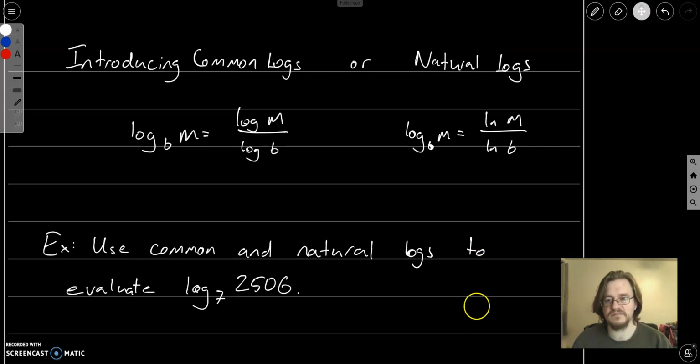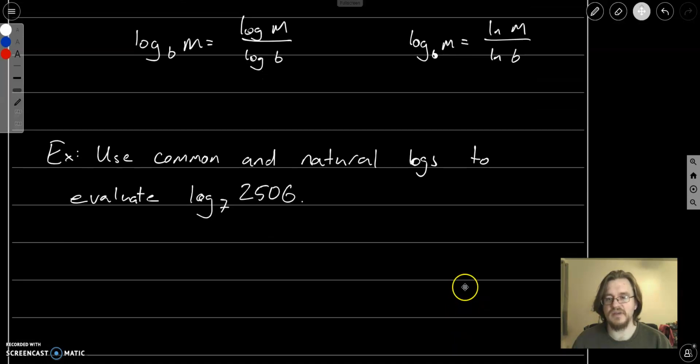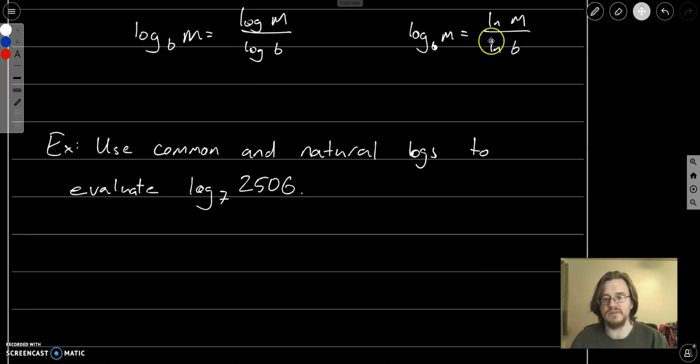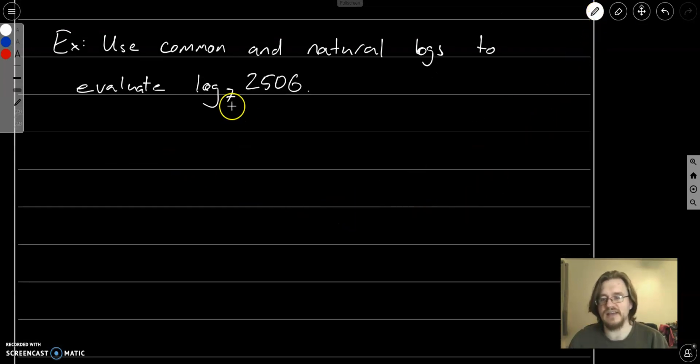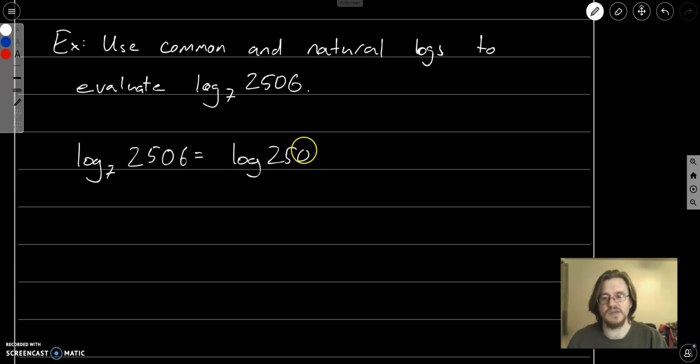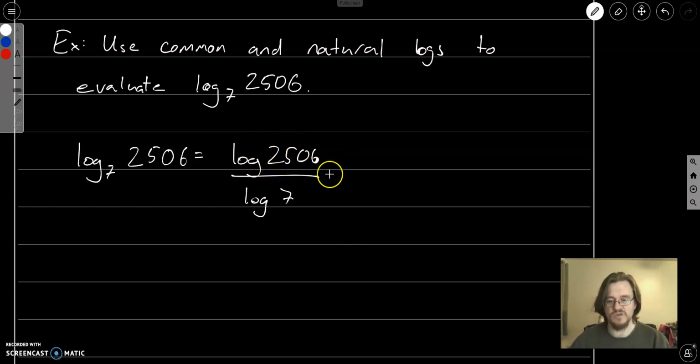So let's do that. Let's use both common logs and natural logs to evaluate log base 7 of 2,506. So maybe we're using a calculator that doesn't have a log base b of x, and we can't use whatever base we want. So what we can do is turn this into common logs first. So this is going to be the log of 2,506 divided by the log of 7. These are things that we can find on a calculator. We can even type these into Google.